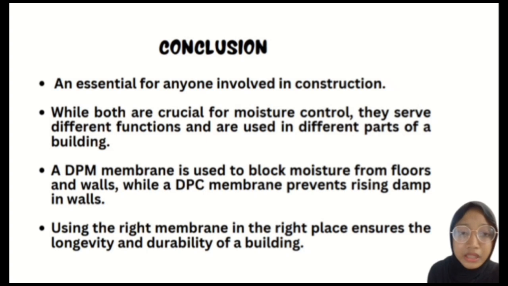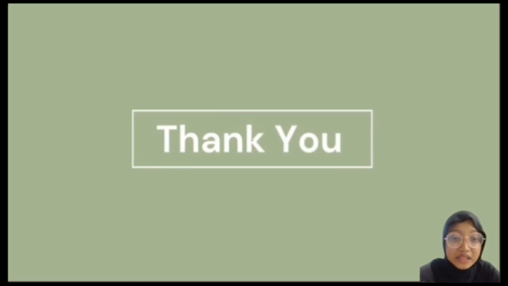A DPM is used to block moisture from floor and walls, while a DPC prevents rising damp in walls. Lastly, by using the right membrane in the right place, you ensure the longevity and durability of a building. Last but not least, there are different types of DPM and DPC that are good for use during floor construction.